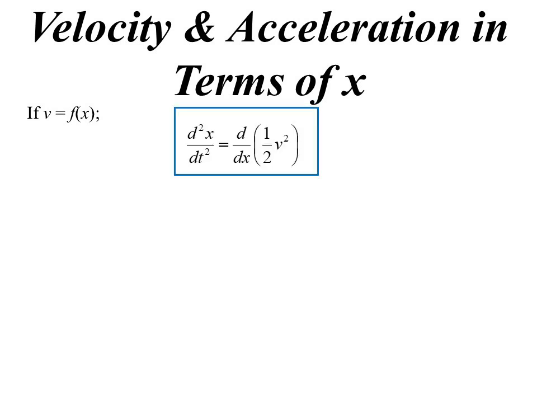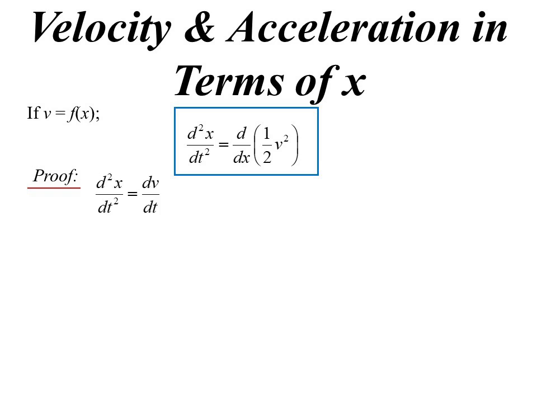So if velocity is some function of x, we want it in terms of displacement, then there's this little relationship that the second derivative, or acceleration if you like, is equal to d/dx of half v squared. Let's go and prove that.